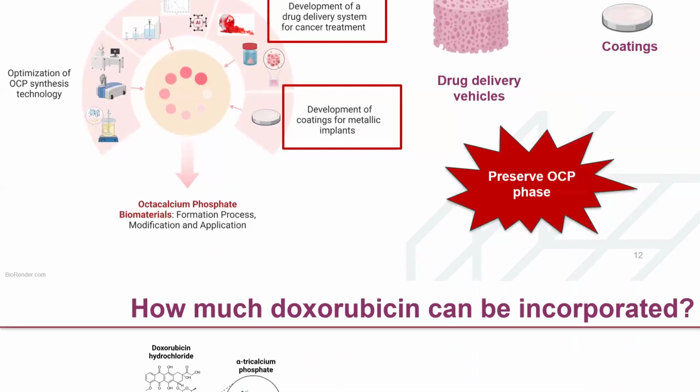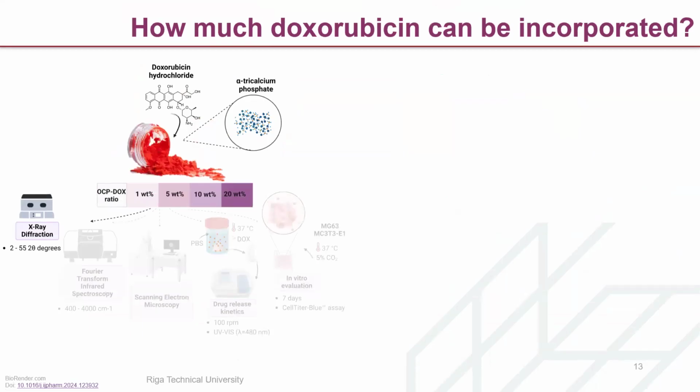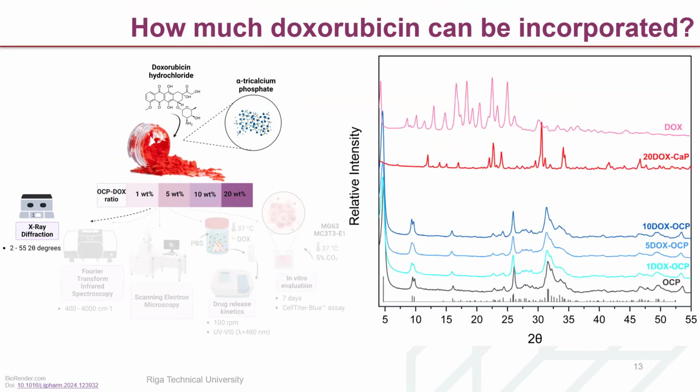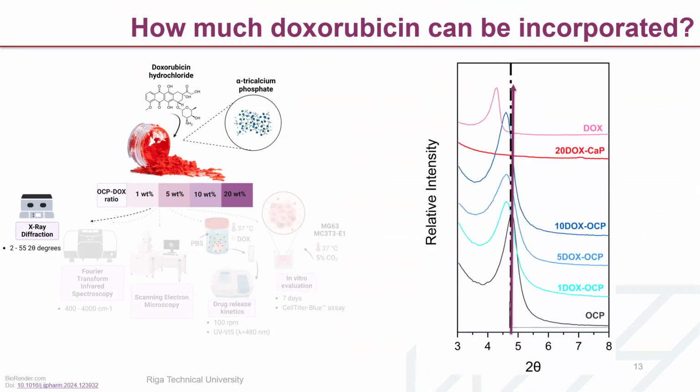Considering that the OCP phase is very tricky, as we already saw, first we tested how much doxorubicin can be incorporated. We used concentrations from 1 to 20 weight% of the theoretical loading and added it in situ during the synthesis. With XRD, we saw that up to 10 weight% OCP phase was still present, but everything above completely inhibited the formation of OCP. When we looked closer, we saw that the main maxima at 4.7 has shifted toward lower values, with higher amounts of incorporated doxorubicin.